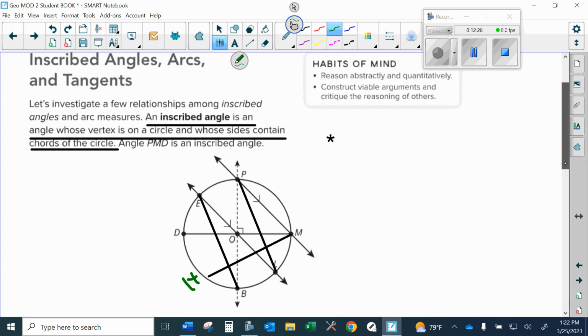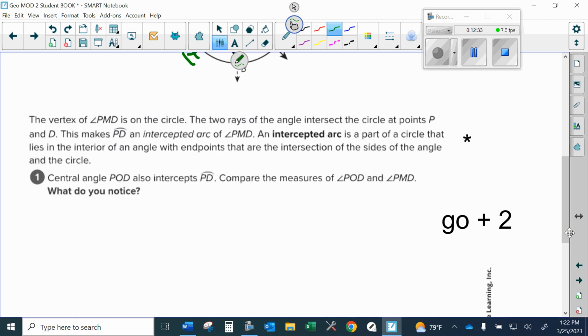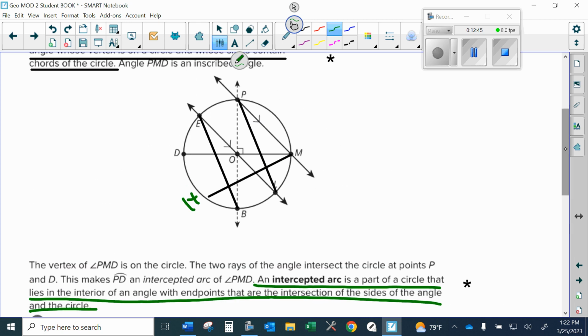And we'll get into that here. Okay, so now we talk about the intercepted arc. The intercepted arc is the part of the circle that lies in the interior of the angle with its endpoints at the intersection of the angle and the circle. So let's go back up here. When I have that inscribed angle, this is called the intercepted arc.